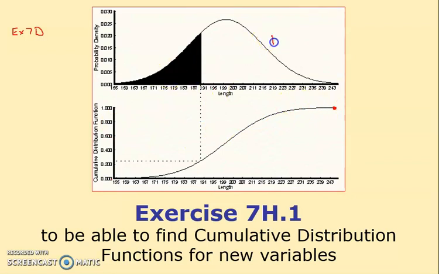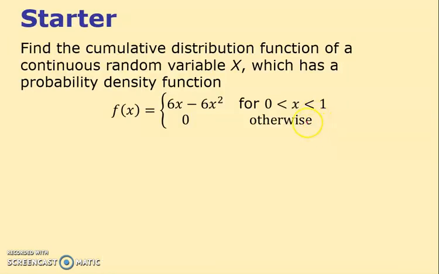Whereas these PDFs, which we often find written with a little f of x, these aren't really proper probabilities. They're called probability density functions. Whereas these CDFs, these definitely are. These are the probabilities as we go through a distribution up to the maximum of 1. So let's just remind you of this. So there's a starter for you.